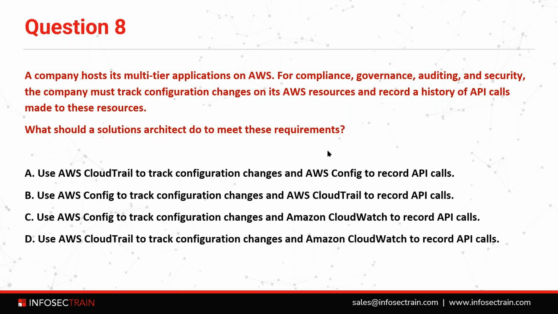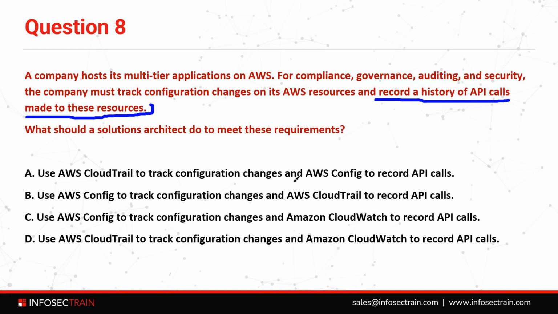So here it says that the company hosts a multi-tier application on AWS. For compliance, governance, auditing, and security, the company must track configuration changes on its AWS resources and record a history of API calls. Okay, what you're trying to say is to record a history of API calls made to these respective resources. Fine. So what should the solutions architect do in this case?